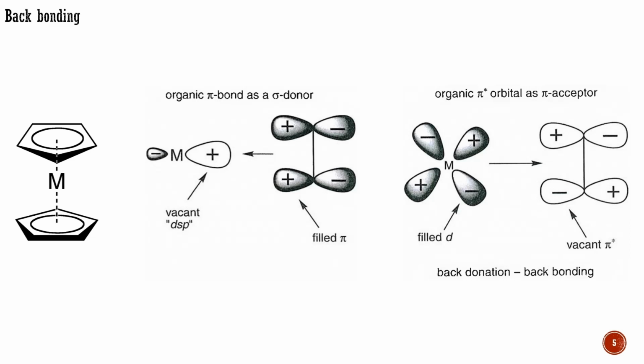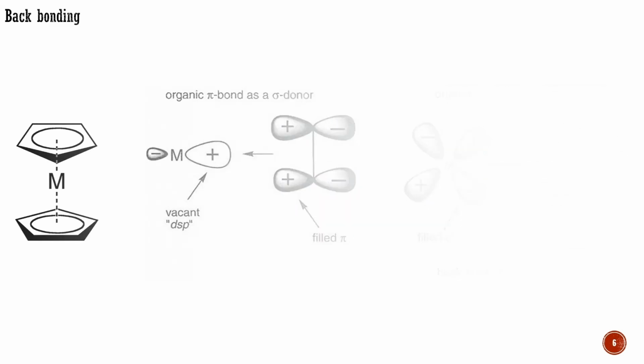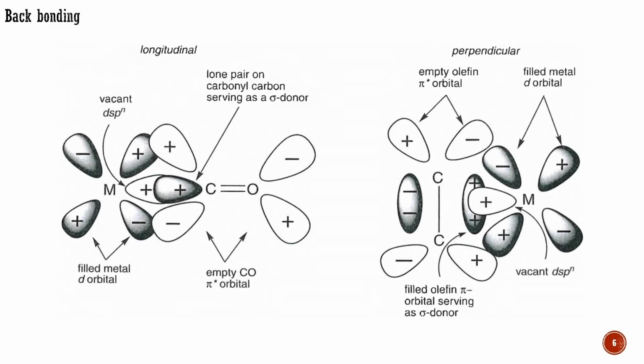Here you should remember that on the metal side, back bonding can only happen if the metal has electrons in the d orbitals. d0 ions, such as titanium-4 salts, cannot back bond and very seldom form stable complexes with strong pi acceptor ligands. There are two modes of pi back bonding and two types of pi acceptor ligands: longitudinal acceptors, such as carbon monoxide, isonitriles, and linear nitrosyls, and perpendicular acceptors, such as alkenes, alkynes, and arenes.